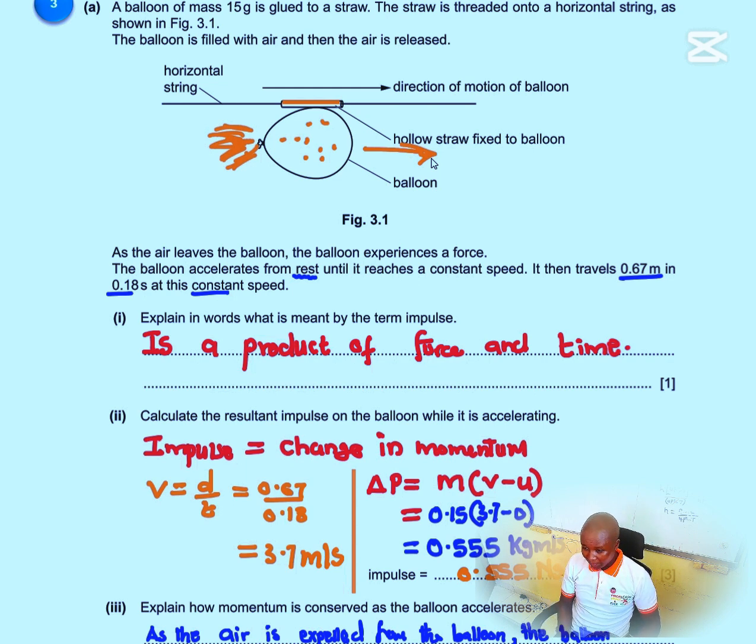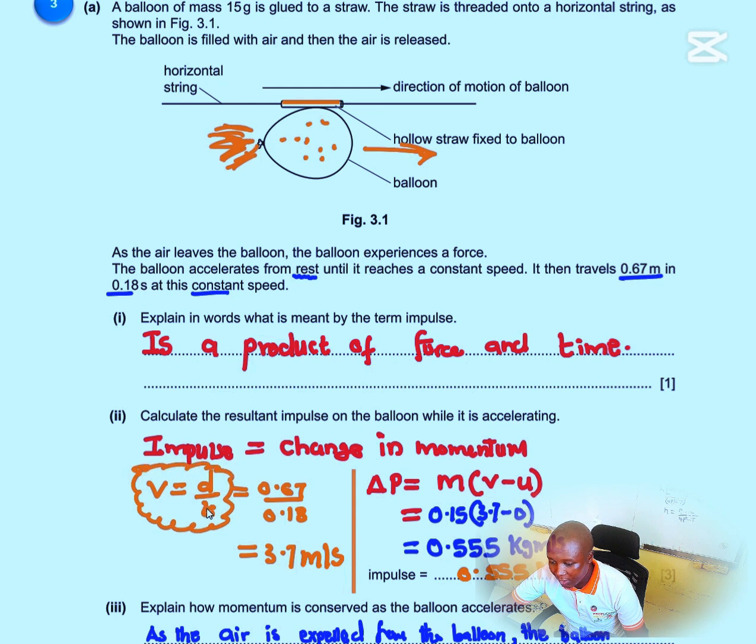0.18 seconds, as this constant speed. Now we are supposed to calculate the resultant impulse. The first thing that we are going to do here is to use the formula V is equal to distance over time in order to get the constant speed attained by the balloon. Once we have attained that, we are going to use the formula impulse is equal to change in momentum.